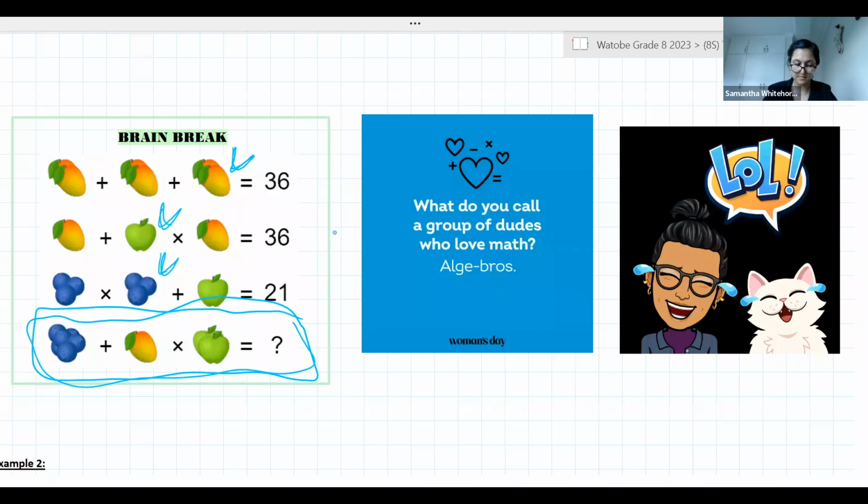For those of you who don't understand what's going on here, please do not worry. It's just a brain break, okay? It's something that needs to jog your memory out of whatever we're doing. It's a distraction, guys.